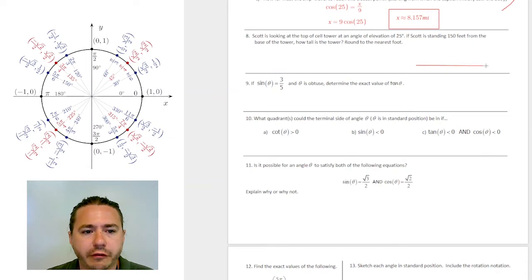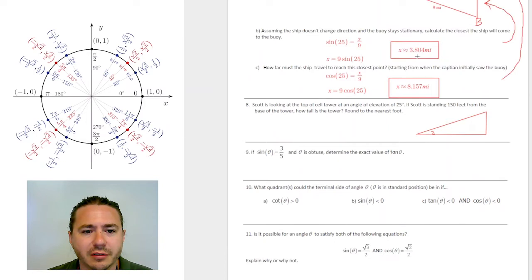standing 150 feet from the base of the tower. Here's the tower. Here's your angle of elevation. Is it the same angle? 25 degrees? Huh. Well, I might change that for next year. Anyway, he's standing 150 feet from the base of the cell tower.